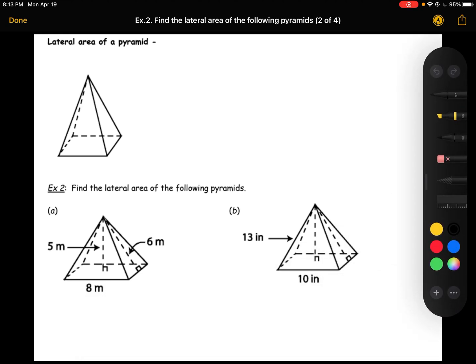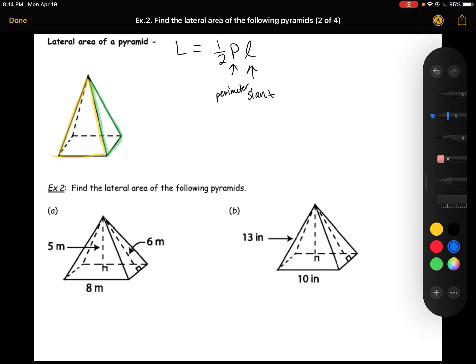Okay, next up, lateral area of a pyramid. Once more, let's go through our steps. And there actually are some formulas here that are going to make our life a little bit easier. So the lateral area of a regular pyramid, we can define that as L equals 1/2 of P times L, where L is our slant and P is our perimeter.